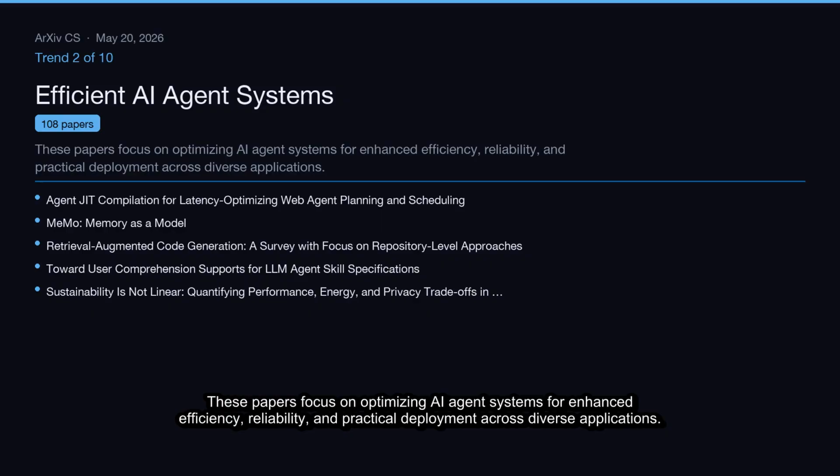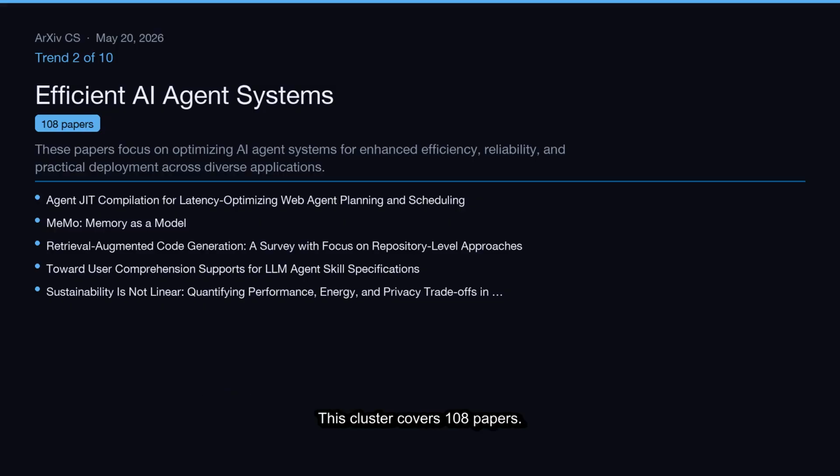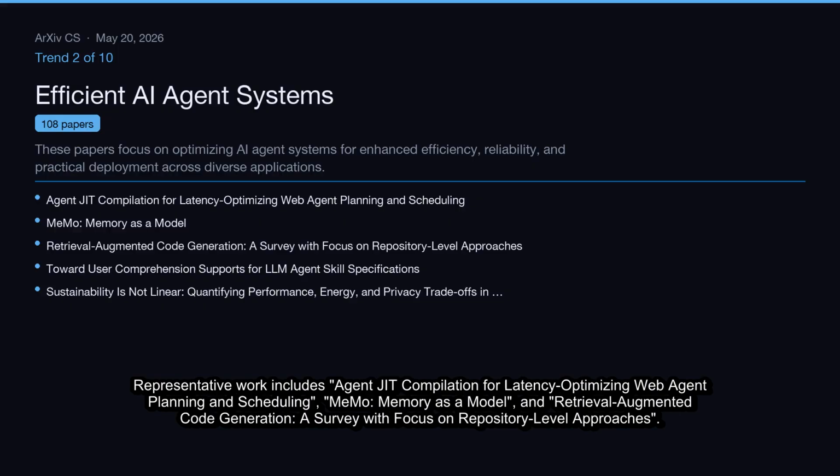Trend 2 of 10, efficient AI agent systems. These papers focus on optimizing AI agent systems for enhanced efficiency, reliability, and practical deployment across diverse applications. This cluster covers 108 papers. Representative work includes Agent JIT compilation for latency optimizing web agent planning and scheduling, MEMO, memory as a model, and retrieval augmented code generation, a survey with focus on repository-level approaches.